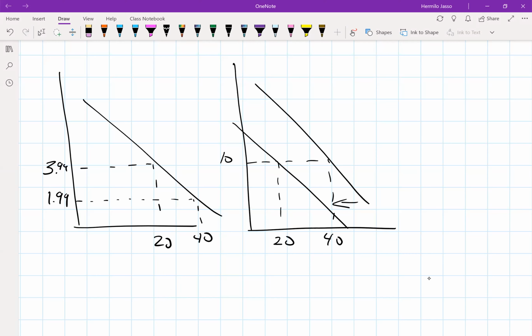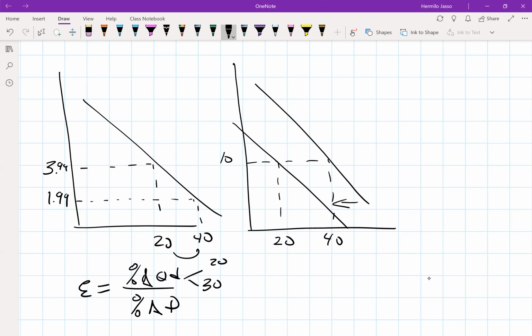So we can find the elasticity of burgers. What will be the formula? Percentage change in the quantity demanded divided by the percentage change in price. So here we'll find the change in the burgers, which will be 20 right here, divided by the average, which will be 30, divided by the change in the price, which was what, $2, from $3.99 to $1.99, and the average will be what, 4, 5, I don't know what it is. And we'll find the elasticity of the burgers.